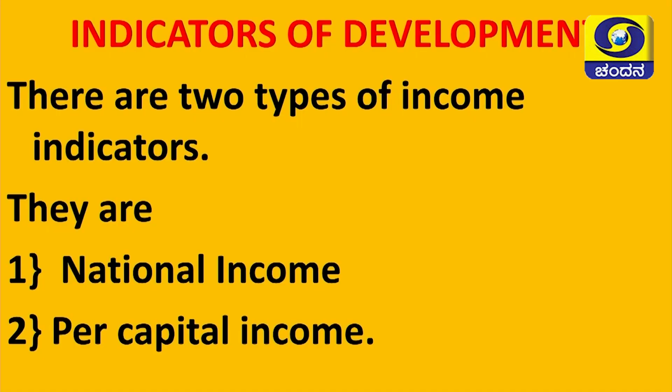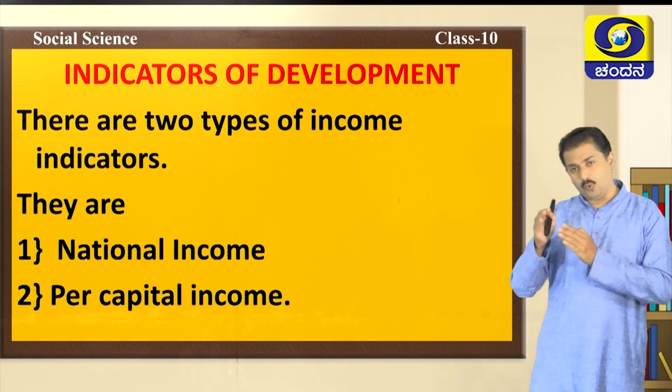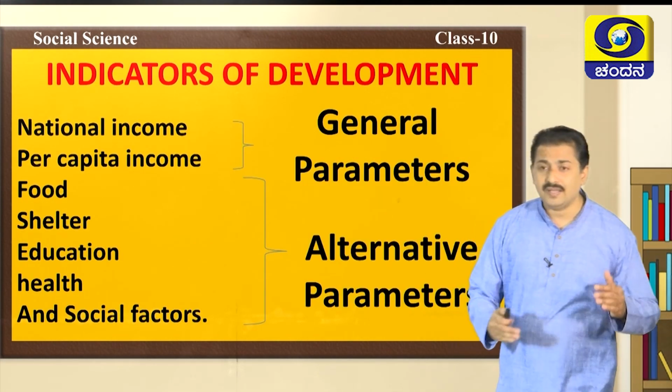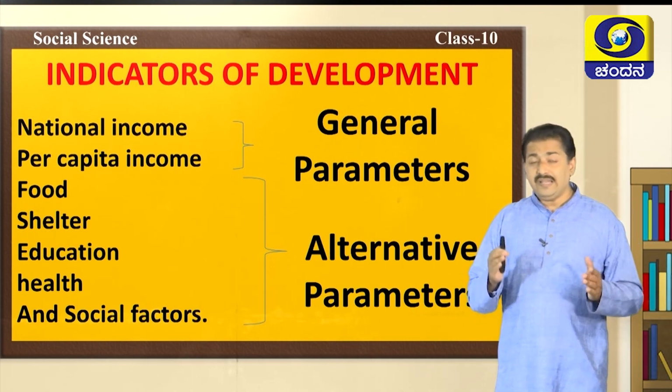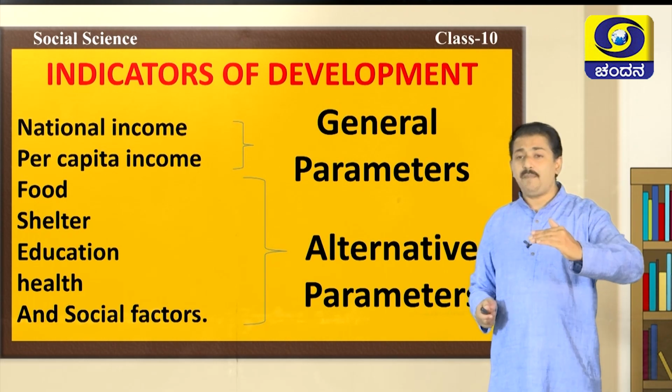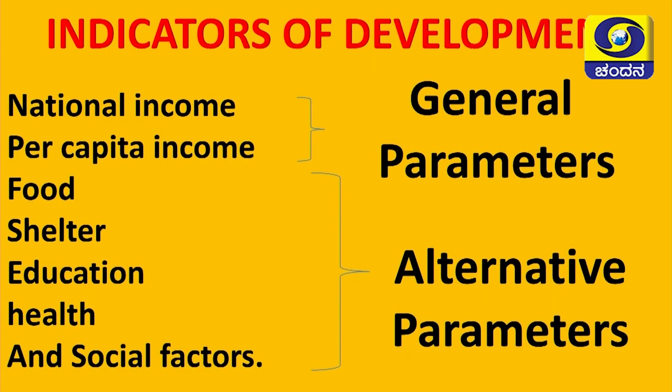There are two types of income indicators. One is national income, the other one is per capita income. Indicators of development. See, national income and per capita income are the general parameters while indicating the development or economic development. Food, shelter, that is housing, education, health and other social factors are considered as alternative parameters.